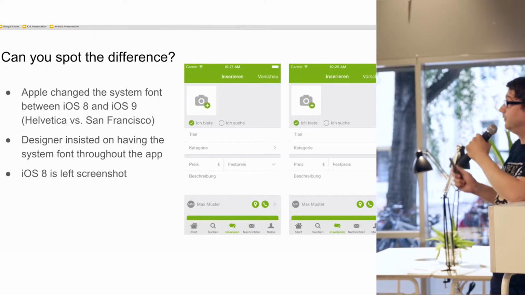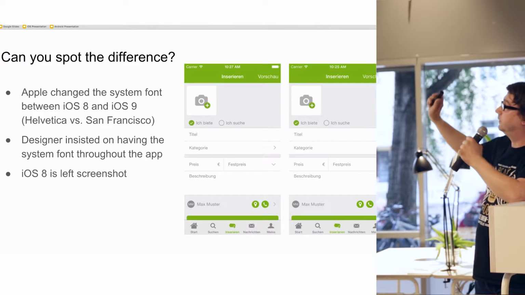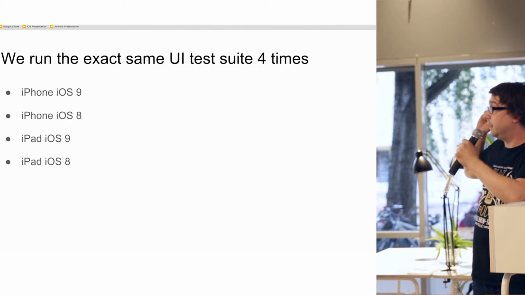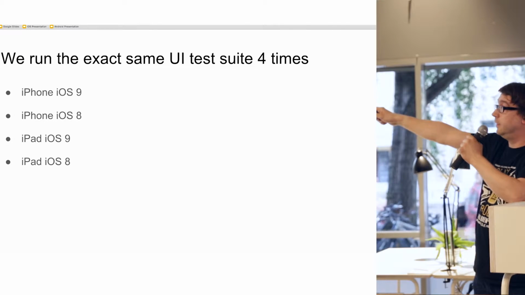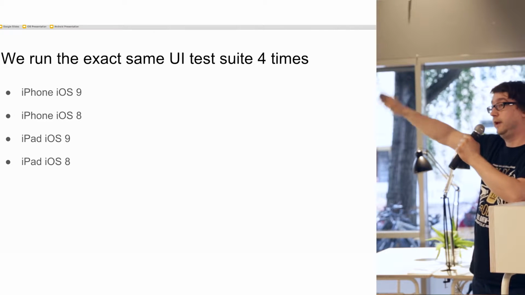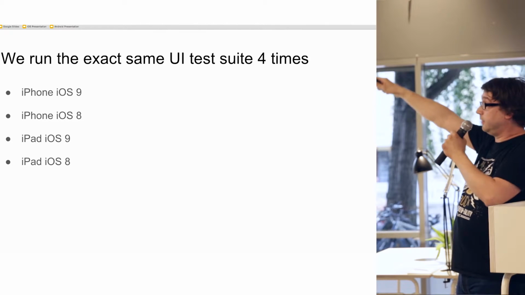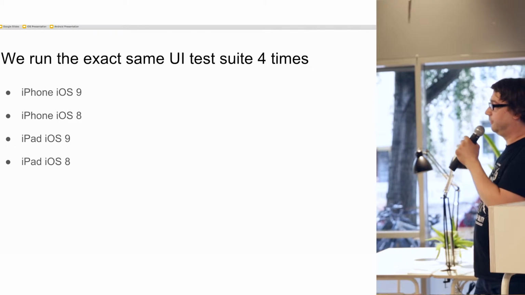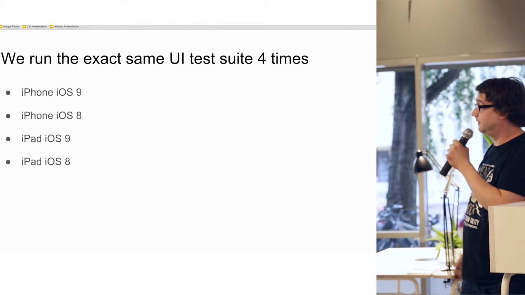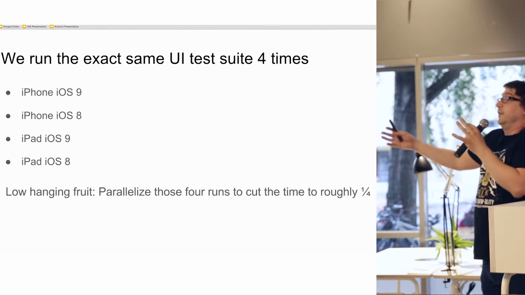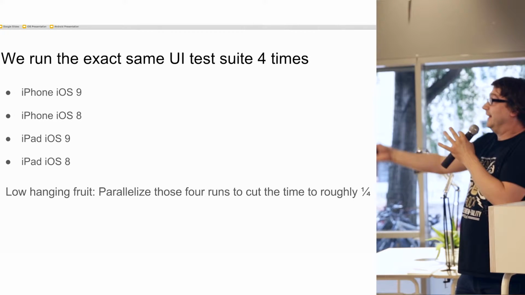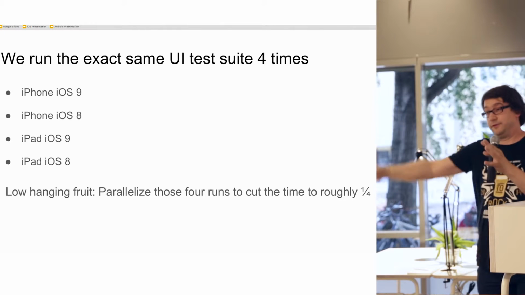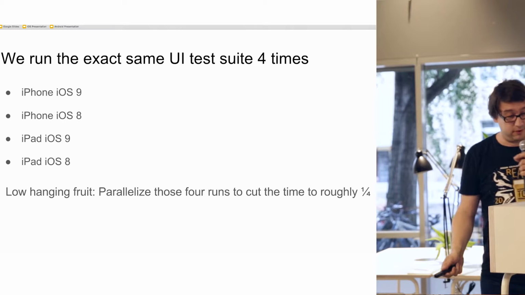So this means we have to run our tests on iOS 8 and iOS 9. And since we have an iPad app, we have to run the tests on the iPad app on iOS 8 and iOS 9, which means we run the tests 4 times, right? For all these combinations. So there's a low-hanging fruit here. We parallelize those 4 runs, and we cut the time into a quarter, about. Right?